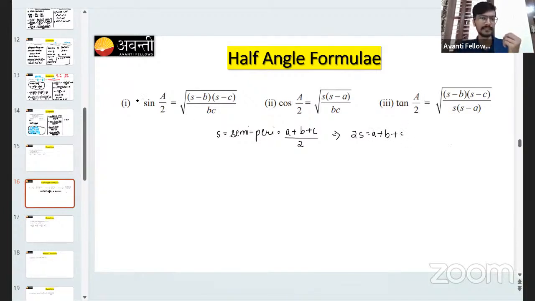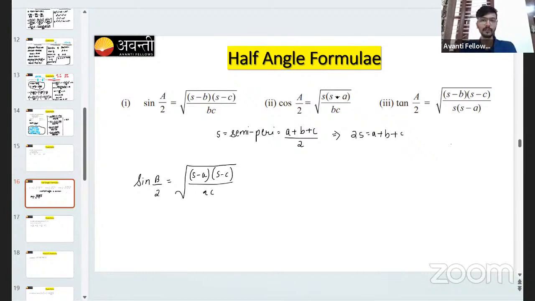So we have three formulas: sin A by 2, cos A by 2, tan A by 2. Obviously these are for angle A. If you notice the pattern, sin A by 2 has s minus b, s minus c. So if someone asks me sin B by 2, what will it be? What will come in B by 2? Under root of (s minus a) into (s minus c) upon ac. Got it? Similarly we can write sin C by 2.